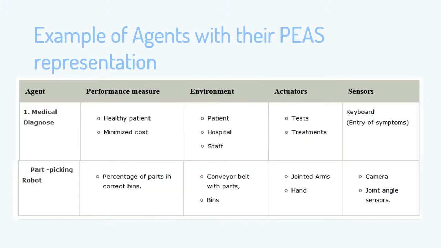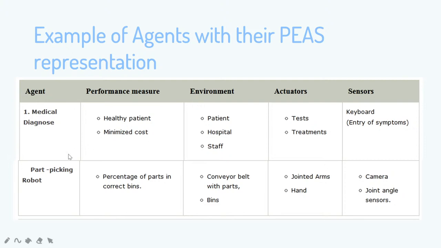Okay, so not only for a self-driving car do we need PEAS. If you want to build an agent like a medical diagnosis agent or a part-picking robot agent, we need PEAS as well. For the performance measure, we need healthy patients and minimized cost. Then the environment: for a medical diagnosis agent, we need an environment like patient, hospital, and staff. The actuators are testing and treatment, and the sensors are entry of symptoms.